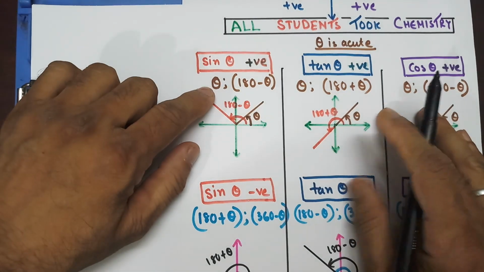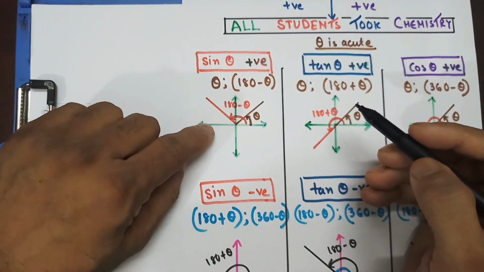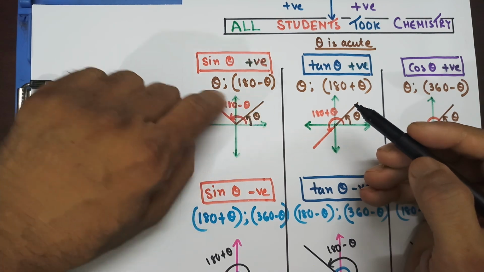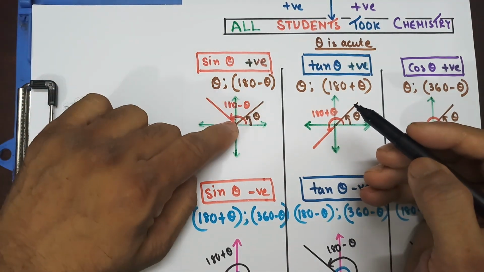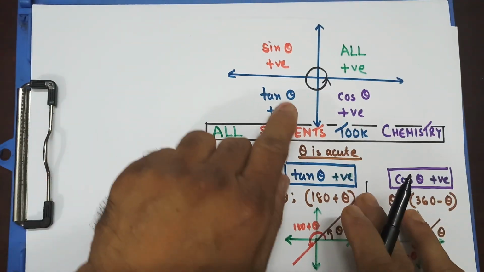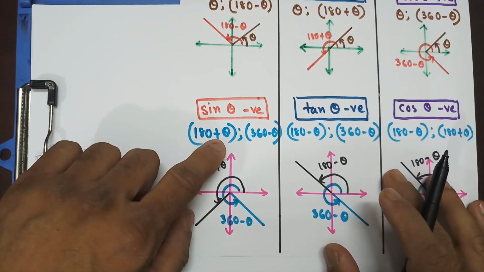The first quadrant is theta, since theta is acute, and in the second quadrant we can go all the way over here, 180 minus theta. So sine is positive over here. Sine is negative in the third quadrant and the fourth quadrant. So that's going to be 180 plus theta.